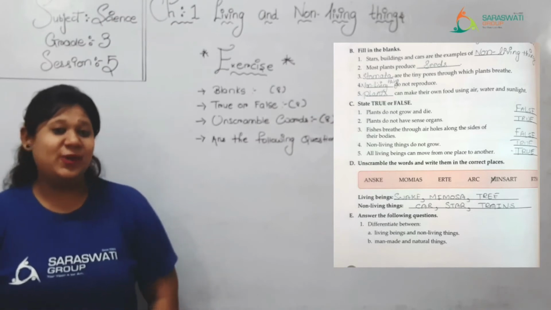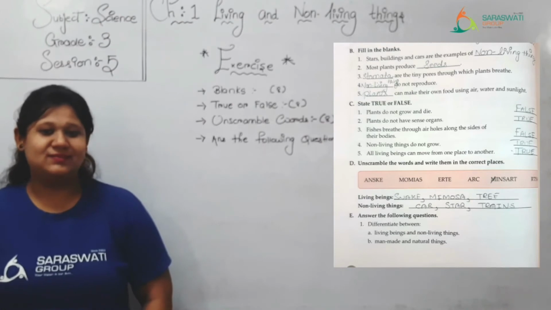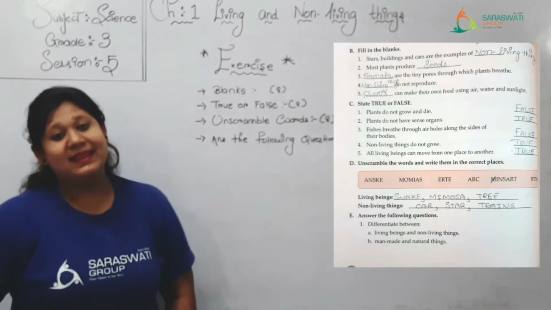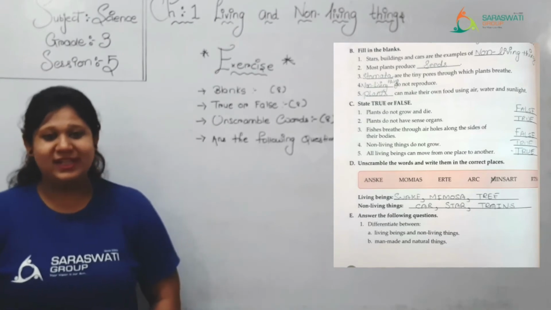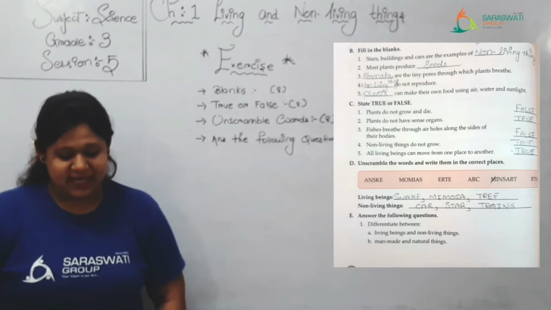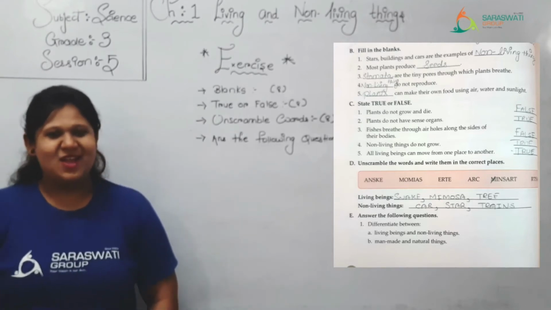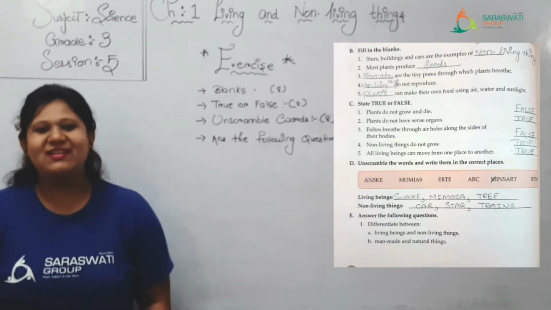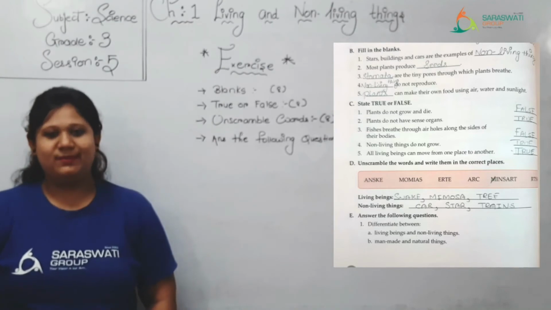That is also tree. So it is a living thing or non-living thing? Yes, it is a living thing. So we are supposed to write down in a first column only. Next one, CAR, car. So obviously it is a non-living thing, right? So we are supposed to write down in the second column.